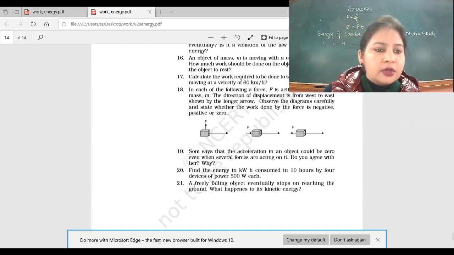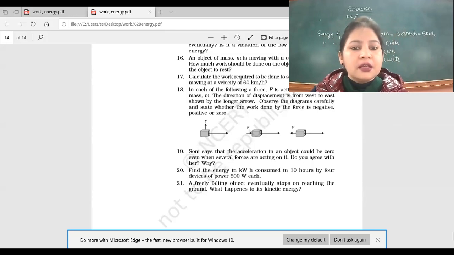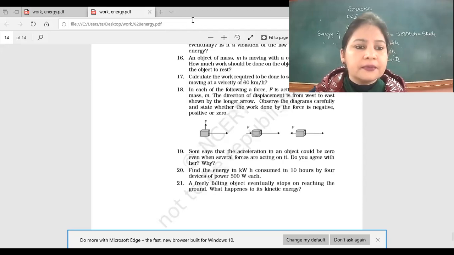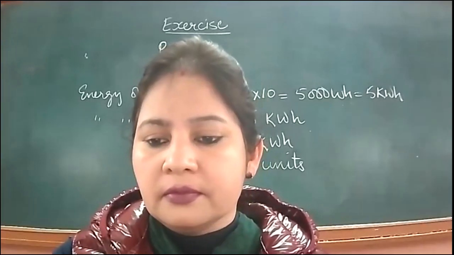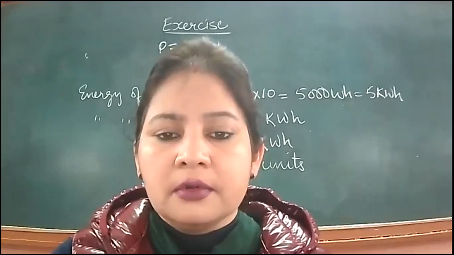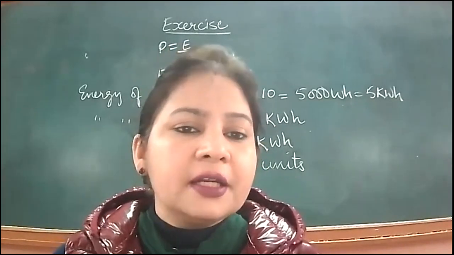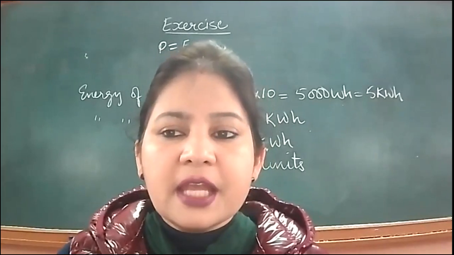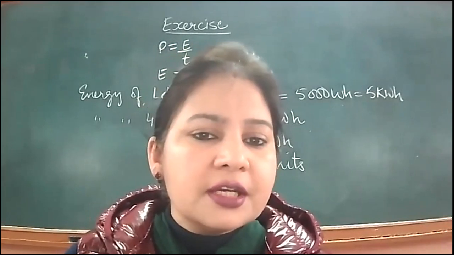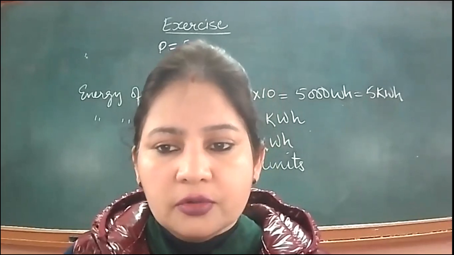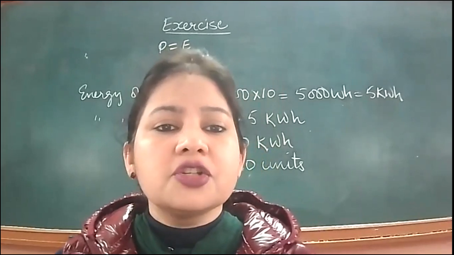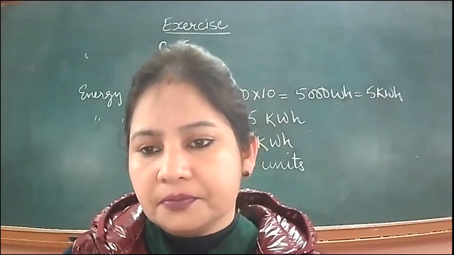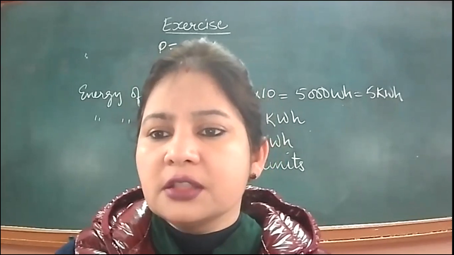Otherwise, it is expected to have maximum kinetic energy. Otherwise, it is converted into heat energy. Wait. Otherwise, it is expected to have maximum potential energy on the ground. But they are saying in the question that kinetic energy is reducing to zero. Now, where does that kinetic energy go, which is expected to be maximum on the ground? Now you raise your hand. Collectively, you can't speak.